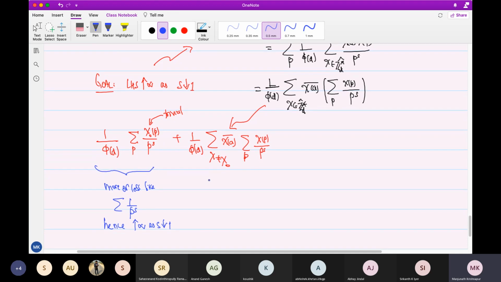The main point will be that none of these blow up as s goes to 1. That is for chi not equal to the trivial character; it does not blow up as s goes down to 1. So now one term blows up and a finite number of terms don't blow up. So the total will blow up, right?